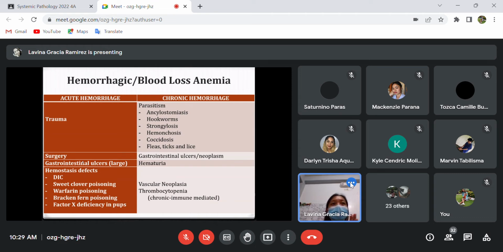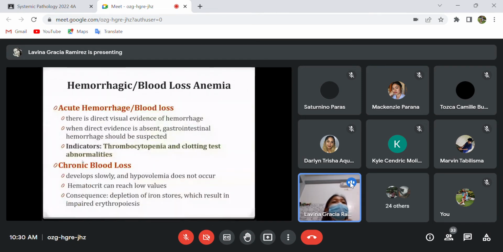So we have these specific conditions that might reflect hemorrhagic anemia, and of course, those conditions that can be under chronic hemorrhage causing blood loss anemia. What you need to understand here is you can at least have an idea why it is acute or why it is chronic. Last time I mentioned that. And then of course, one of the indicators for acute and chronic, particularly when you do laboratory examination, is the clotting test. Okay, your thrombocytopenia.